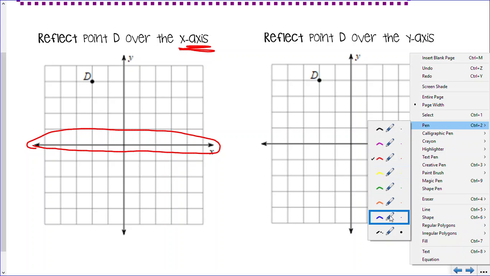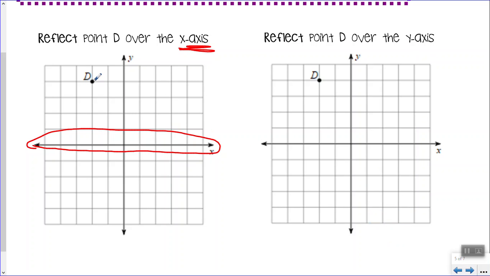So for my reflection, I'm going to count how many spaces away my point is from that axis. So it's 1, 2, 3, 4 units away from my line of reflection. That means when I draw my image, it's going to be 4 units away, but on the other side. So I'm going to count 1, 2, 3, 4, and this is where I'm going to draw my image. And if we look, we see that they are both 4 units away because we reflected it.